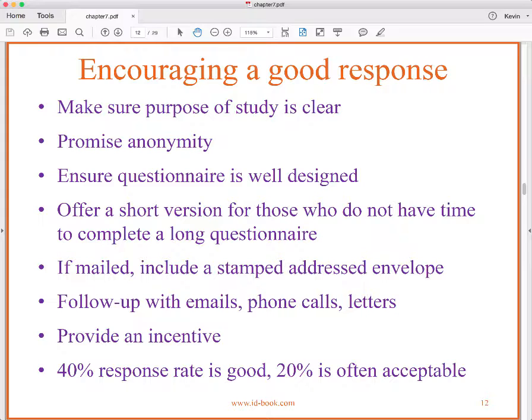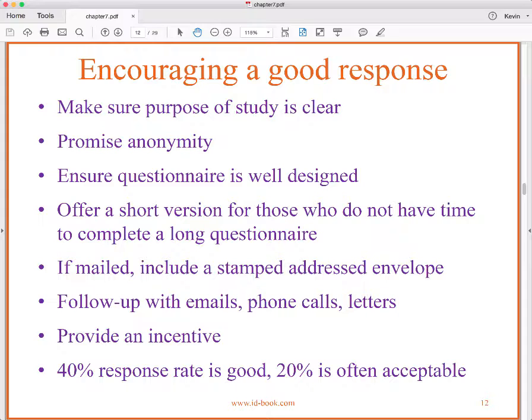If we mail it, include a stamped address envelope. Follow up with emails, phone calls, letters. I know that for most of the surveys that I get, the invitations come by email, and they're administered via the web. And they usually keep enough information about who's responding to know if I've actually filled out the survey or not. So for the people who haven't filled out the survey, they get periodic emails.